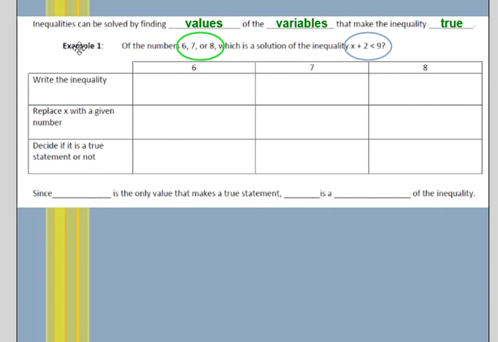So for example, of the numbers 6, 7, or 8, which of those is a solution to the inequality x plus 2 is less than 9? So that in the blue circle is our inequality. We're going to substitute those numbers in the green circle in one at a time and see which ones make it true. Maybe they all do, maybe none do, maybe one of them does, whatever. So let's just jump along here.